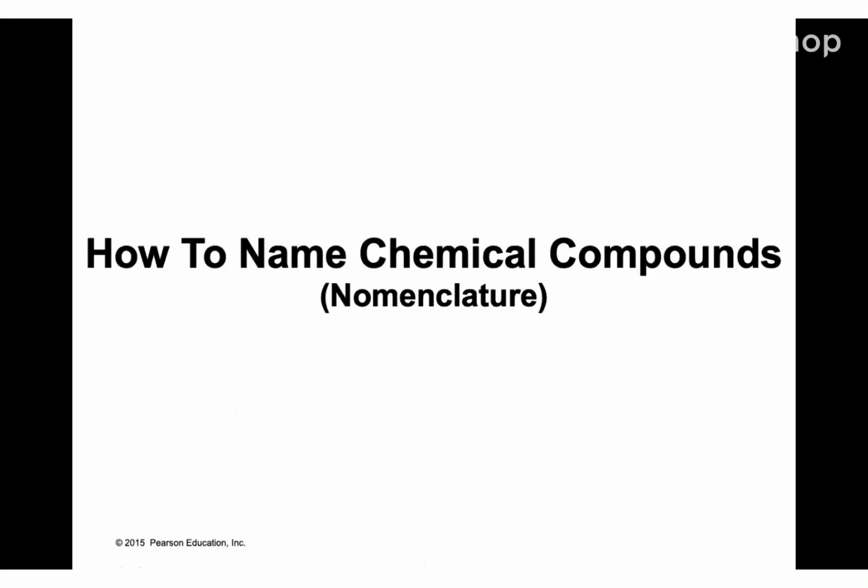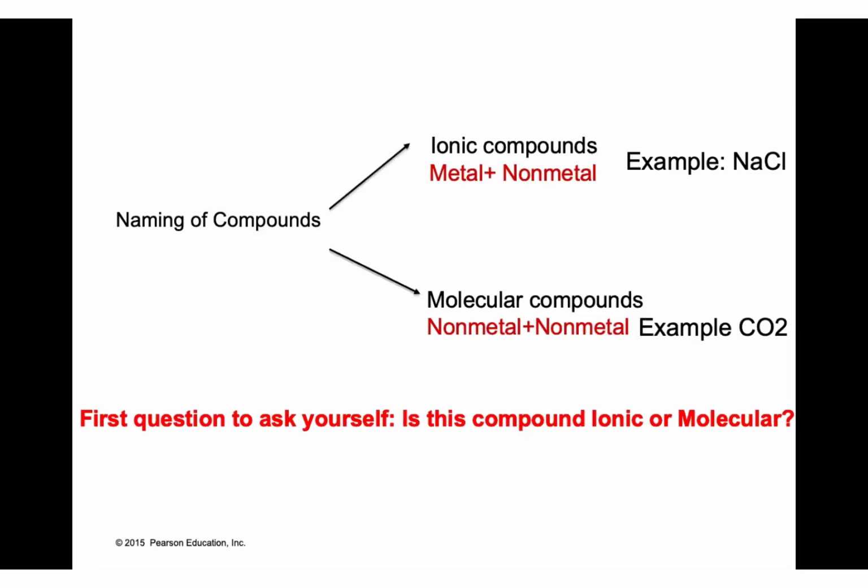Hi everyone. Today I'm going to talk about how to name chemical compounds, another name for which is nomenclature. There are two different types of compounds in the concept of naming. If you are able to differentiate between these two types, you have done half of the way of the naming, basically.